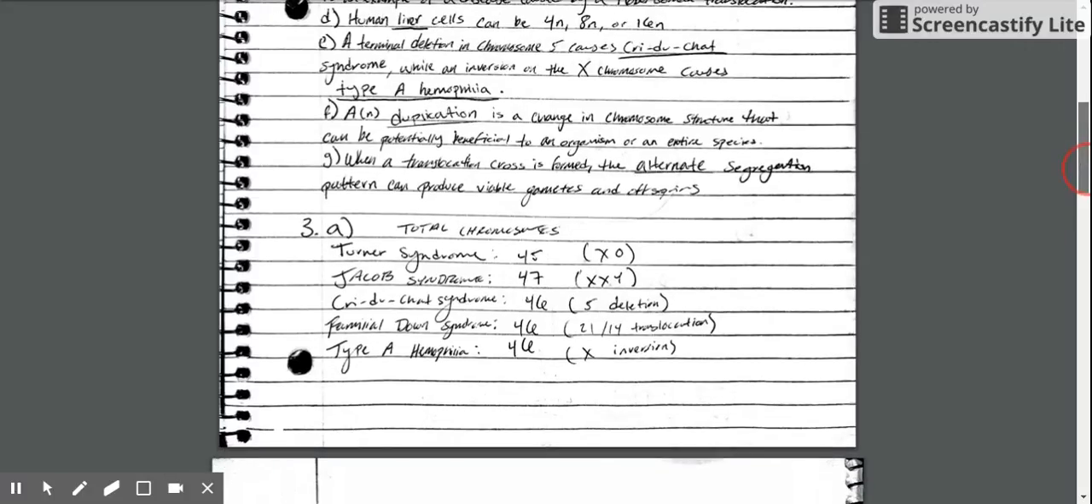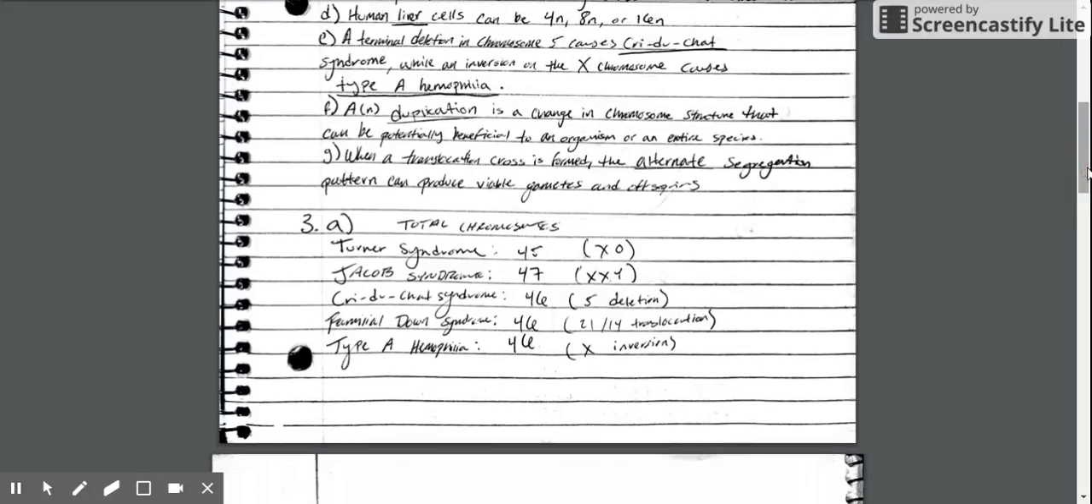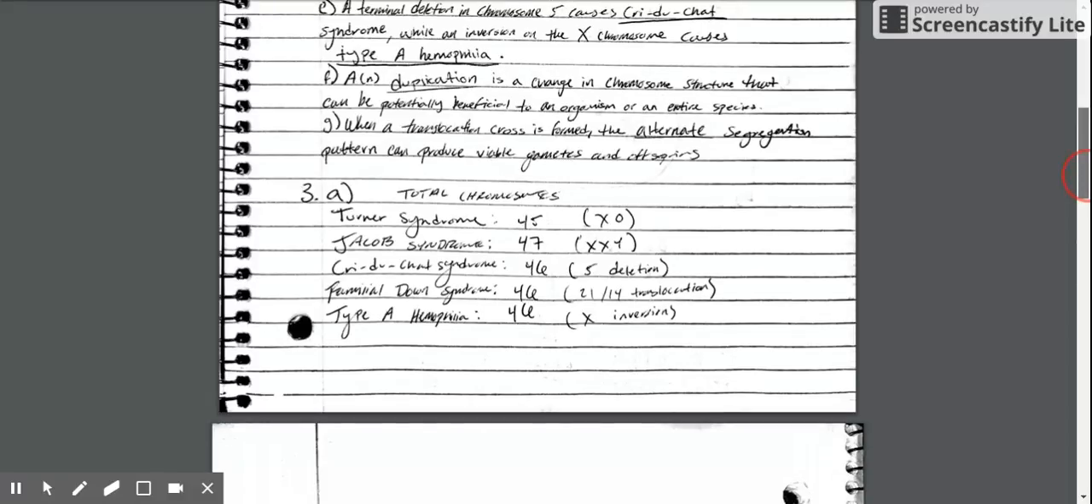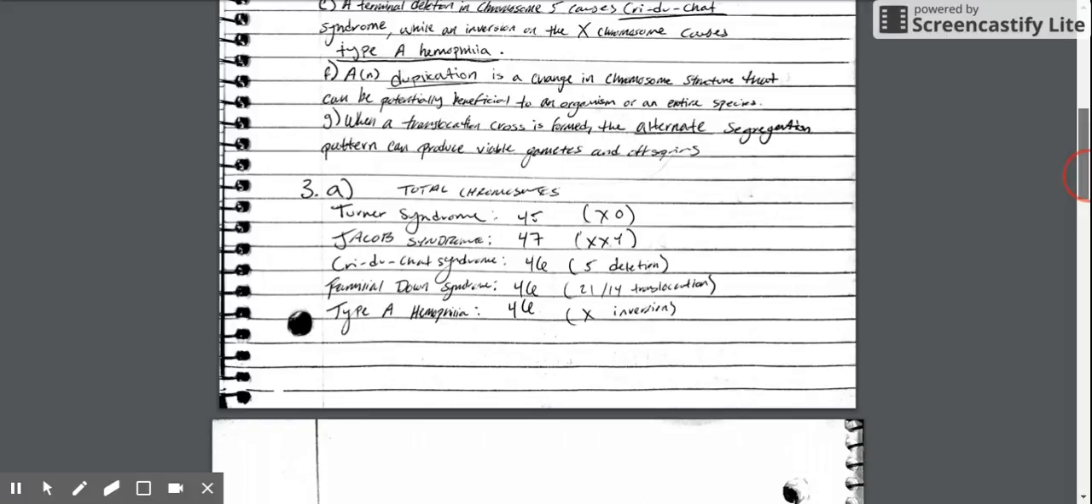syndrome. F says a duplication is a change in a chromosome structure that can be potentially beneficial to an organism or an entire species. Just more genes, more gene duplication of that gene helps produce more proteins to get whatever it needs to get done. G, when a translocation cross is formed, the alternate segregation pattern can produce viable gametes and offsprings. The other two types do not produce viable gametes and offsprings.